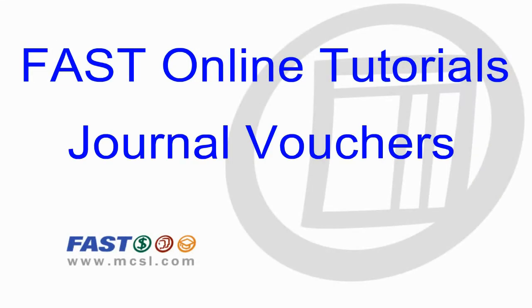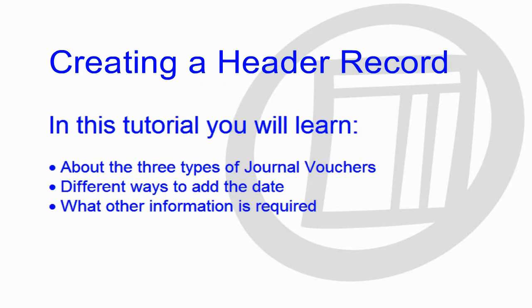Our journal voucher, or JV for short, is an online document that allows you to transfer financial funds between your general ledger accounts. This session explains how to create a header record in the fast journal voucher application, including the different types of JV documents you can use.